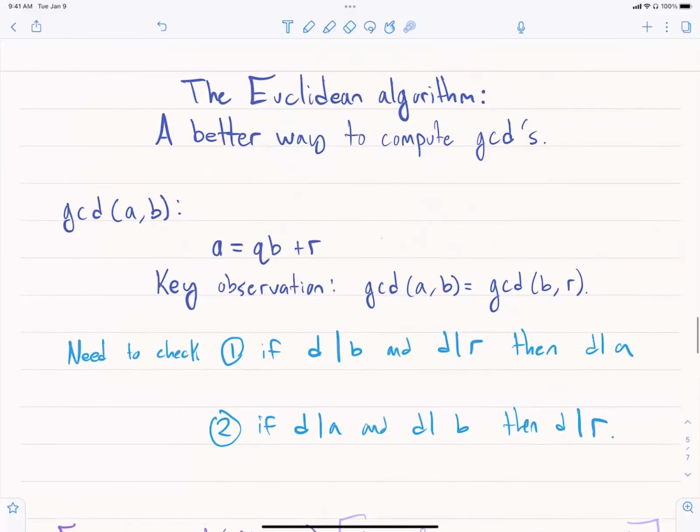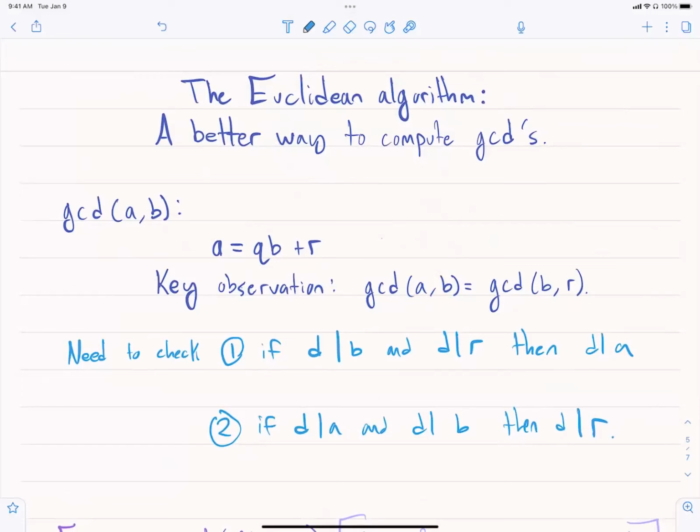Really what we're checking is all common divisors. We're checking that the common divisors of A and B are the common divisors of B and R. So the greatest one is also the same.